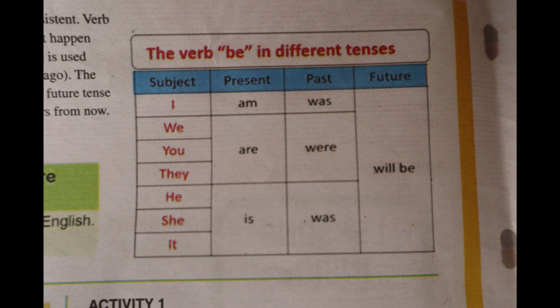The verb be in different tenses. So in our last lesson, we had looked at the verb to be. So here's the subject now, and we have these pronouns here listed in the first column. We have I, we, you, they, he, she, and it. So we would say, and here we have the present, past, and future. So I am presently, I was in the past, and I will be.